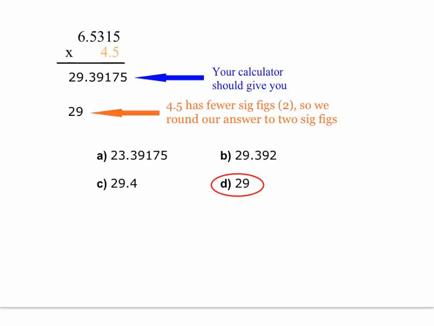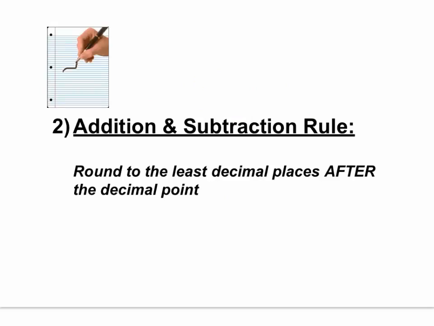Again here, the 4.5 that's involved in the multiplication has the fewer number of significant figures, so that's going to be the number that limits our precision, which is why we round our final answer to 2 significant figures.